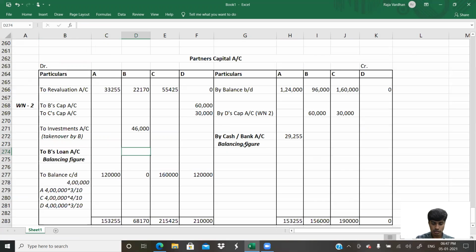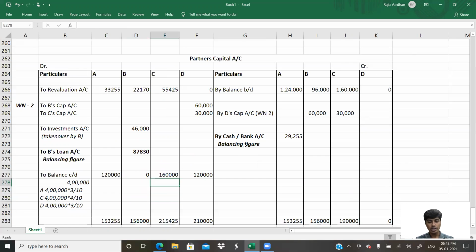Yes, how much? This is equal to 1,56,000 minus 87,830 will go to B's loan account. Okay, that is closed. B's account is closed. Have a look. B's account, debit side, credit side is matching.